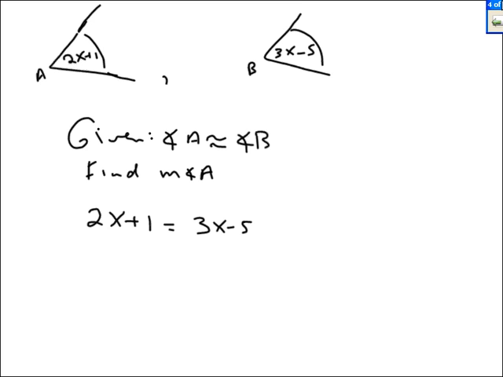I like to bring the x's to the side that has more of them. That way you'll never end up with a negative number of x's. The left side of the equal sign has 2 x's, the right side has 3. Now bring the x's to the right side. I'm going to get rid of the 2 x's on the left side. I'm going to bring them to the other side.